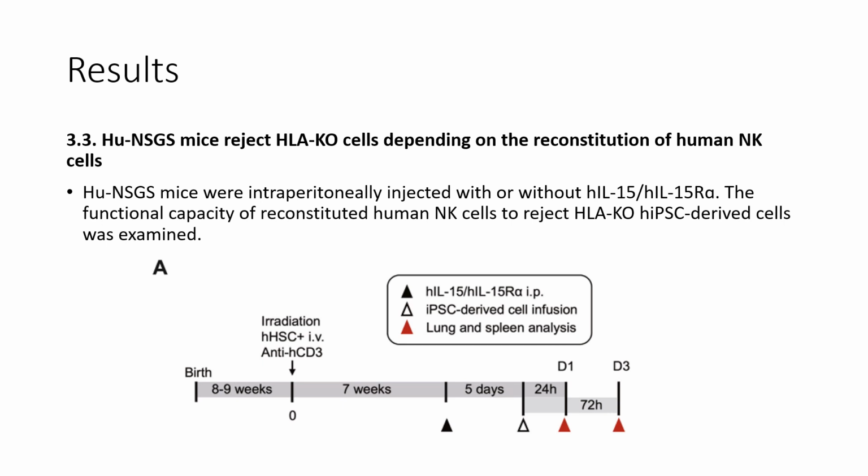So the results for human NSGS mice: they reject HLA-KO cells depending on the reconstitution of human NK cells. For the results, the human NSGS mice were intraperitoneally injected with or without hIL-15, hIL-15R alpha. The functional capacity of reconstituted human NK cells to reject HLA-KO hiPSC-derived cells was excellent.